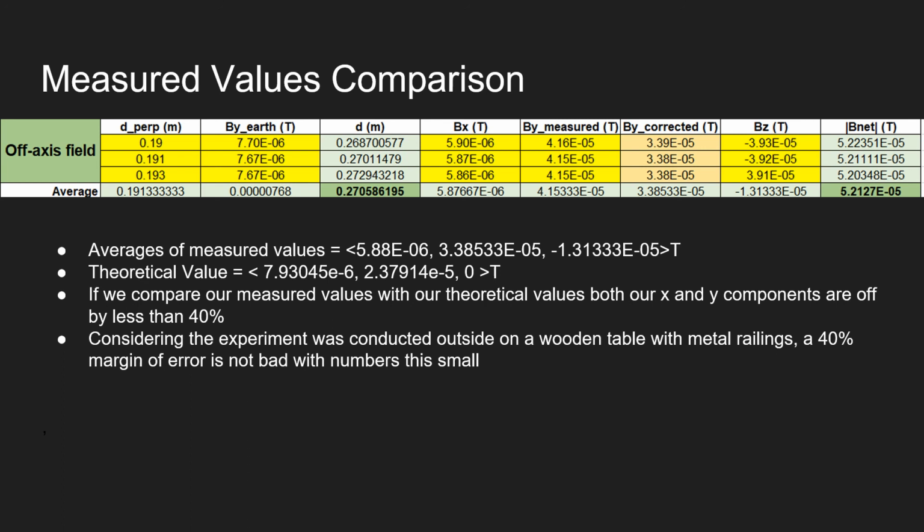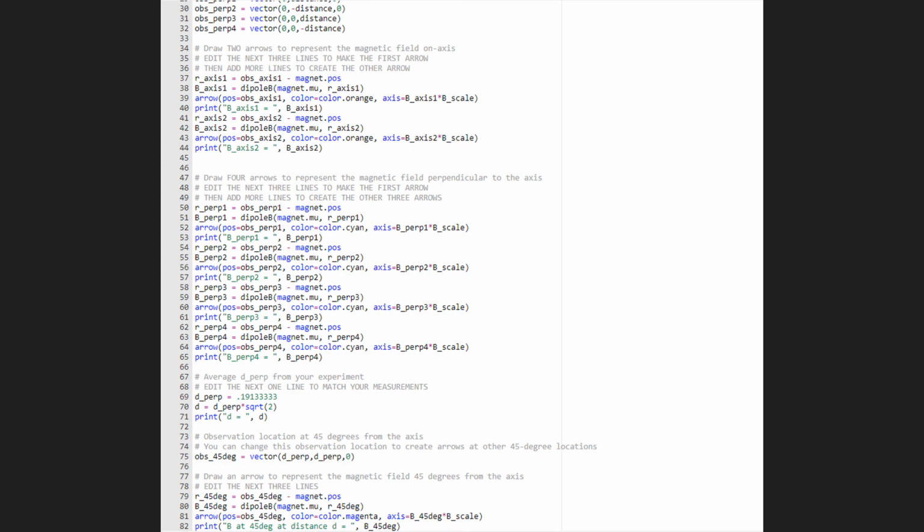way. And also, if we compare our measured values with our theoretical values, both our x and y components are off by less than 40%, which really isn't bad considering how small these numbers are. And this is just a screenshot of all of my code for the model. And this is the last of it.